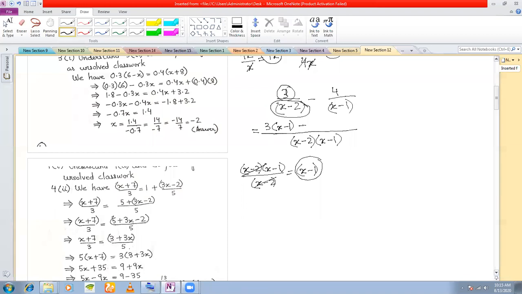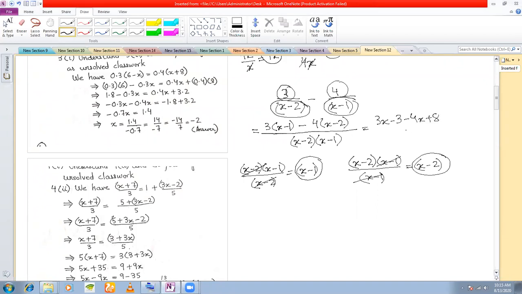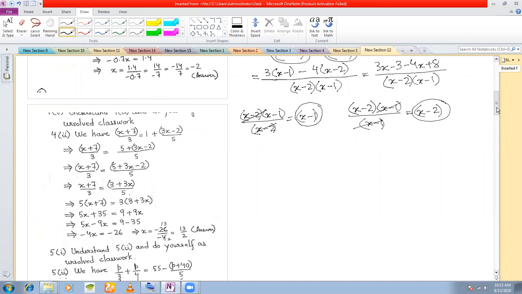Now for the second part, give a minus sign here. Again you take the LCM x minus 2 into x minus 1, and divide it by the denominator of the second fraction, x minus 1. What you are left with is x minus 2 only. This x minus 2 you multiply with this 4, so you get 4 into x minus 2. You can simplify this: 3x minus 3 minus 4x plus 8 divided by x minus 2 into x minus 1. This is how you simplify. Let us now see if I take another case.